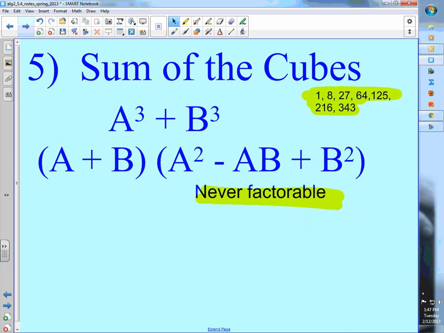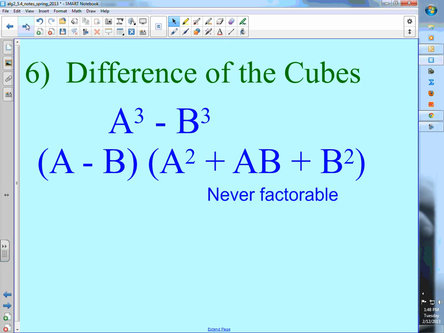This trinomial here is never factorable. When you do a sum of the cubes, when you factor and you get the binomial times the trinomial, the trinomial will never, ever be factorable. Unless you did something wrong and missed step number 1. And then you could have that possibility. But if you did that, you're not going to catch it here. This is the pattern for a sum of the cubes.